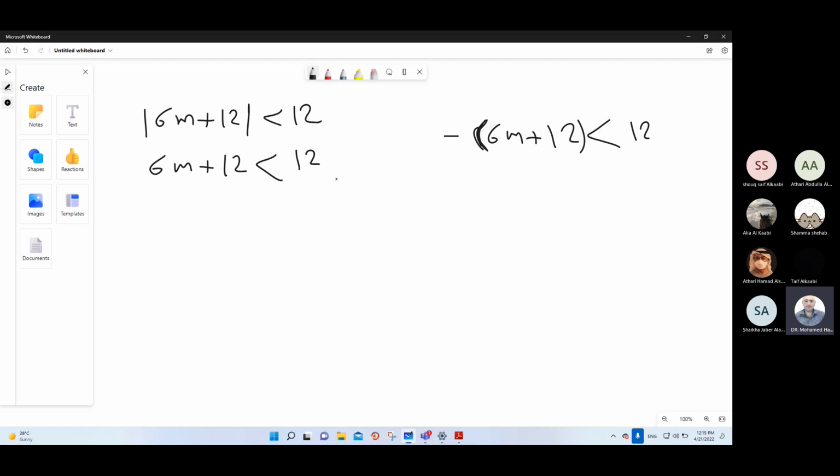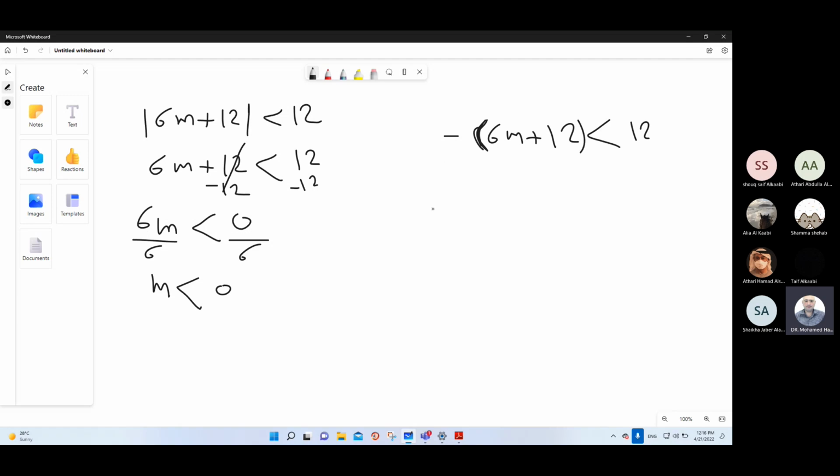Then we can solve the two inequalities. To solve this inequality, try to remove 12, so we can subtract 12 from the two sides. 12 minus 12 is 0. Remains here 6m less than 12 minus 12, which will be 0. Then we can remove 6 from here, so we can divide by 6. 6m divided by 6 will be m, less than 0 divided by 6, which will be 0.